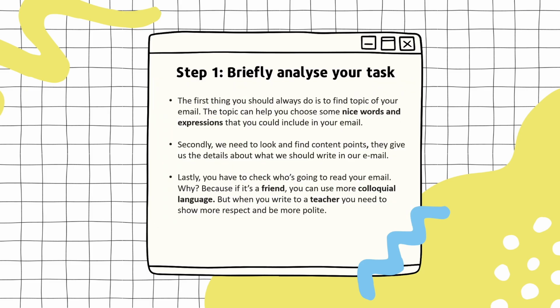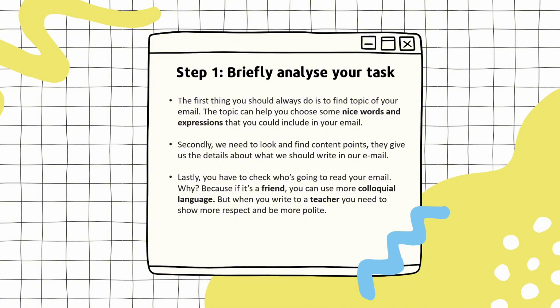Now, step 1. Whenever you get the task, when you do your assessment, first briefly analyze your task. What does it mean by that? The first thing that you should always do is find the topic of your email. What is the email about? Okay, the topic can help you choose some nice words and expressions that you can include in your email. Secondly, we need to look and find content points. They give us the detail about what we should write in your email. You don't have to worry about the content points. It will be very clear to you that they are the ones that you need to reply to.